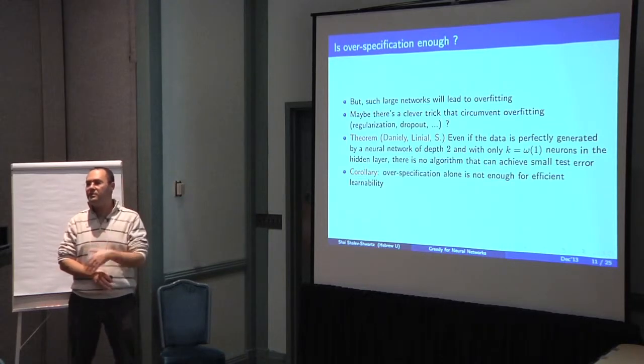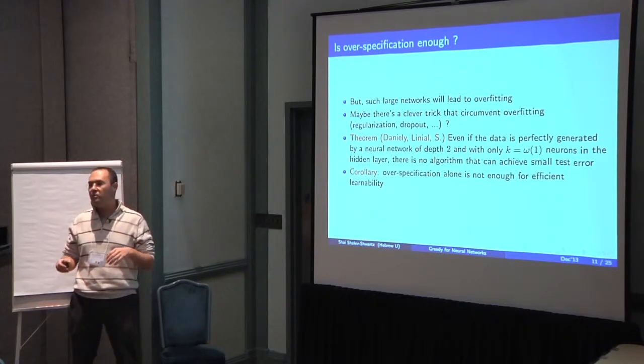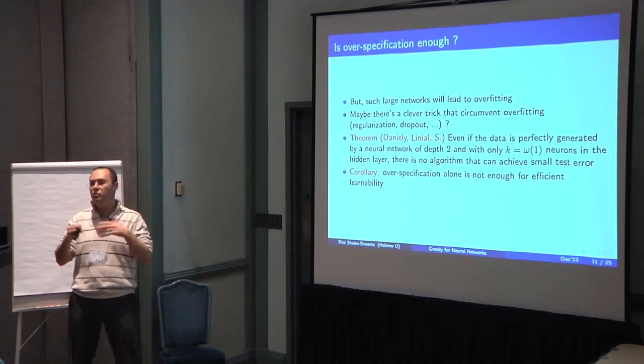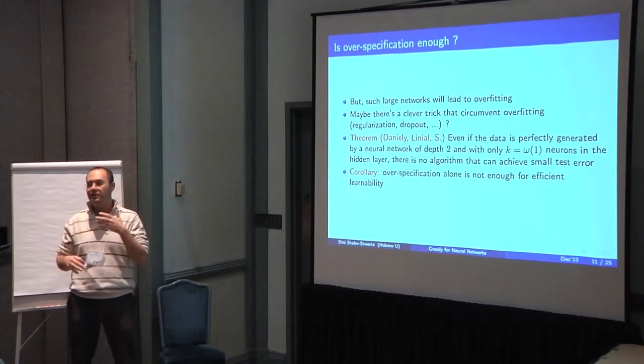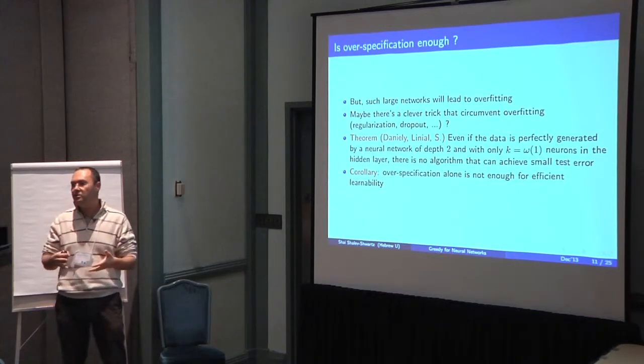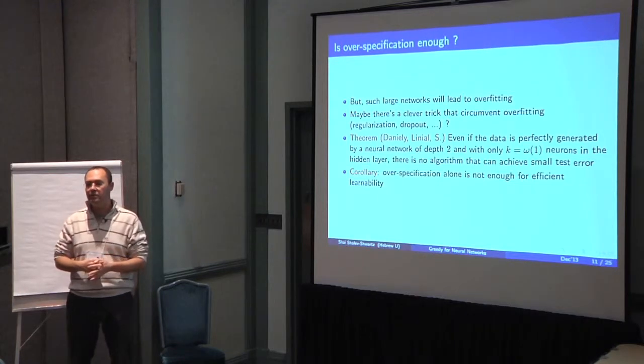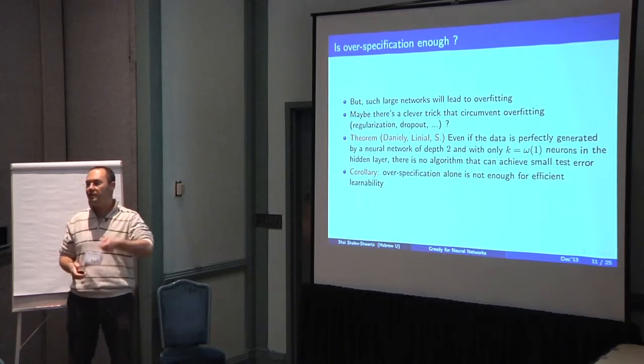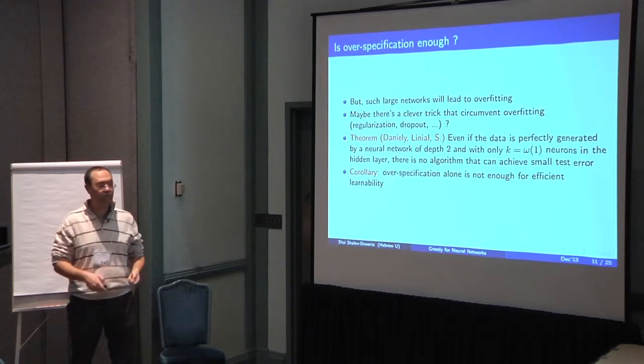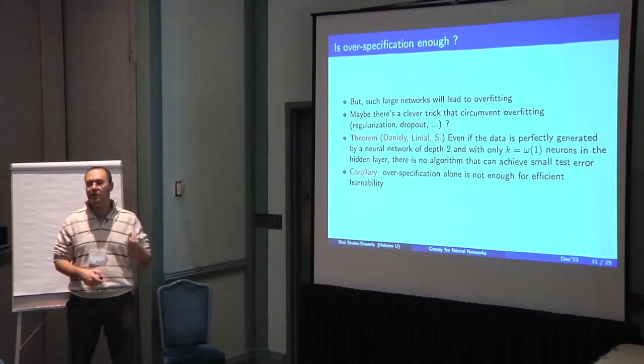Now, what does it mean that there is no algorithm that can achieve small test error? It means that you can do whatever you want to learn it, as long as the algorithm is efficient. You can do over-specification, dropout, whatever bells and whistles you want. Everything is allowed. The only requirement is that you output a function that has small test error. And this theorem tells you that there is no algorithm that runs in polynomial time and can output something with small test error.